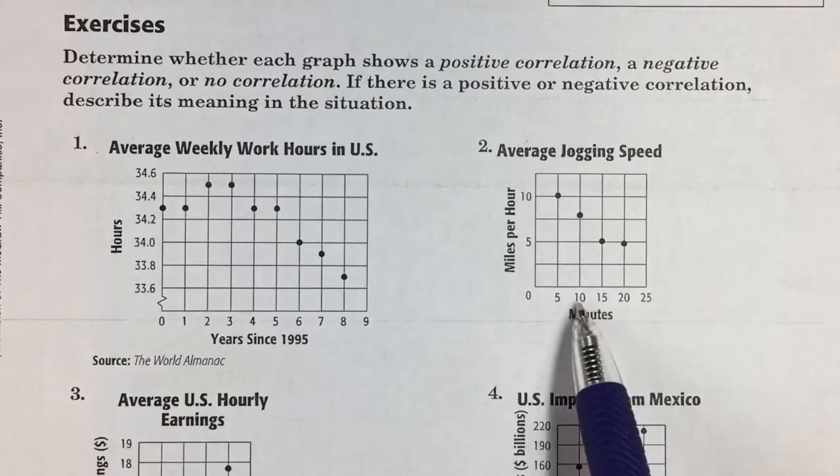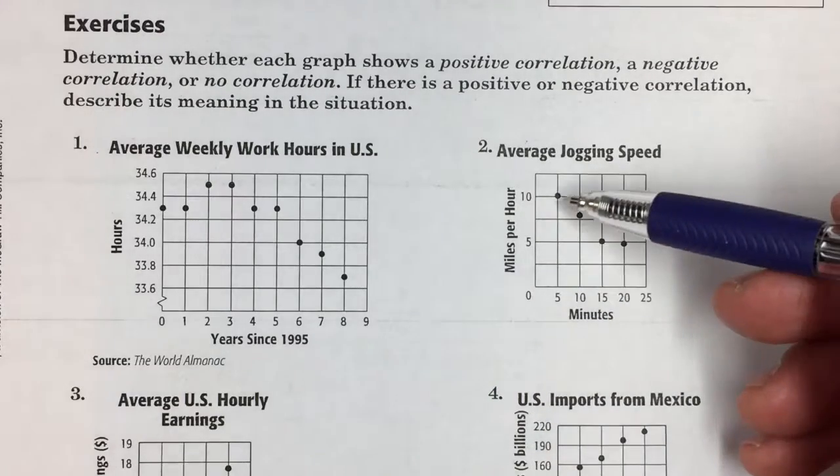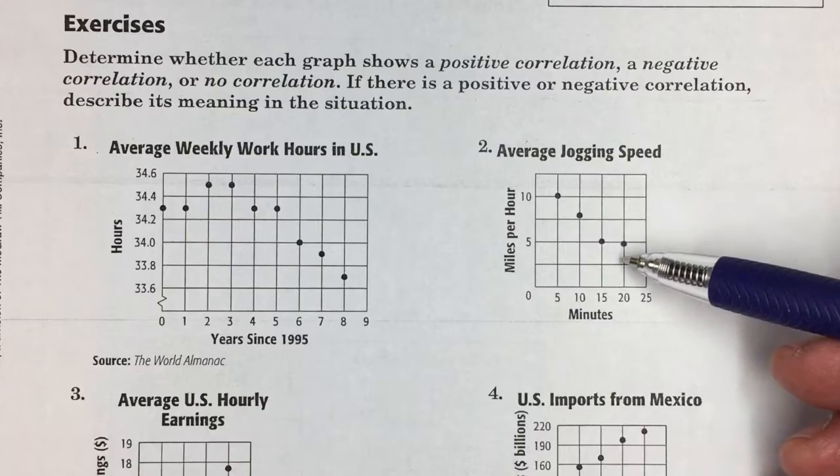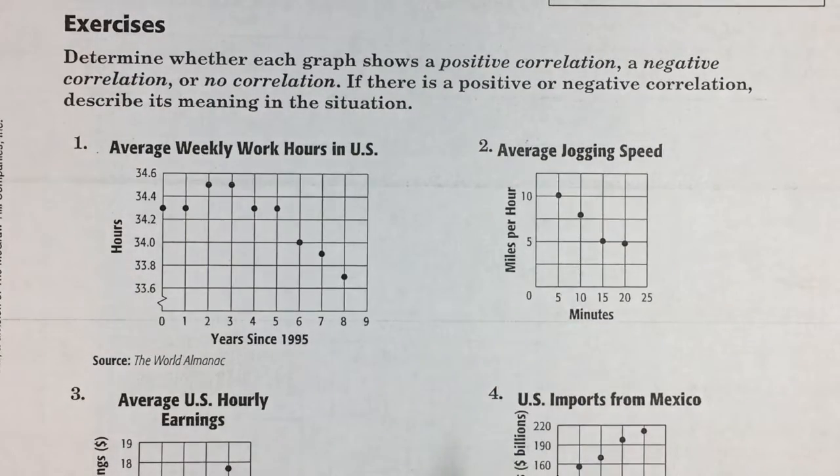In number 2, we have minutes and miles per hour. We see that when the minutes increase, the miles per hour decreases. So this is a negative correlation between the minutes and miles per hour.